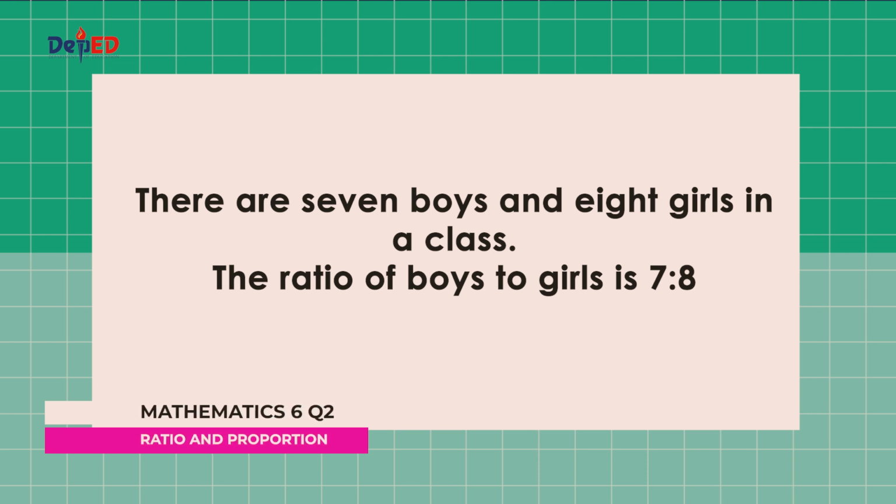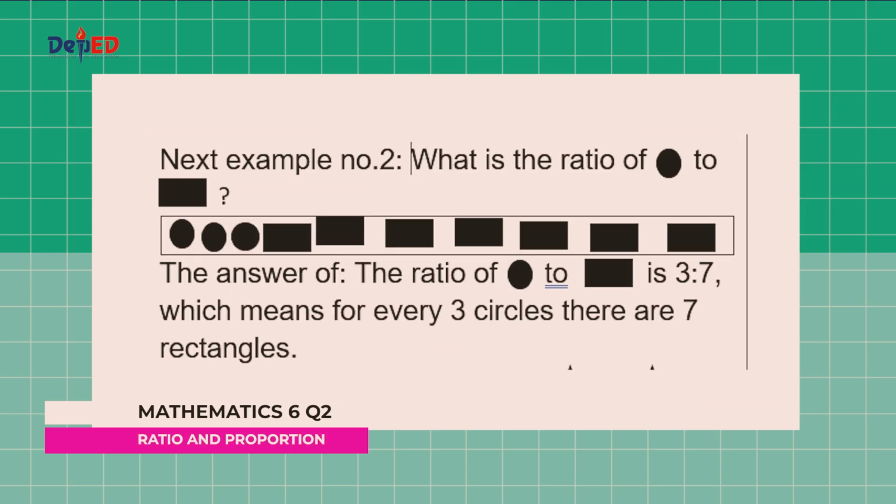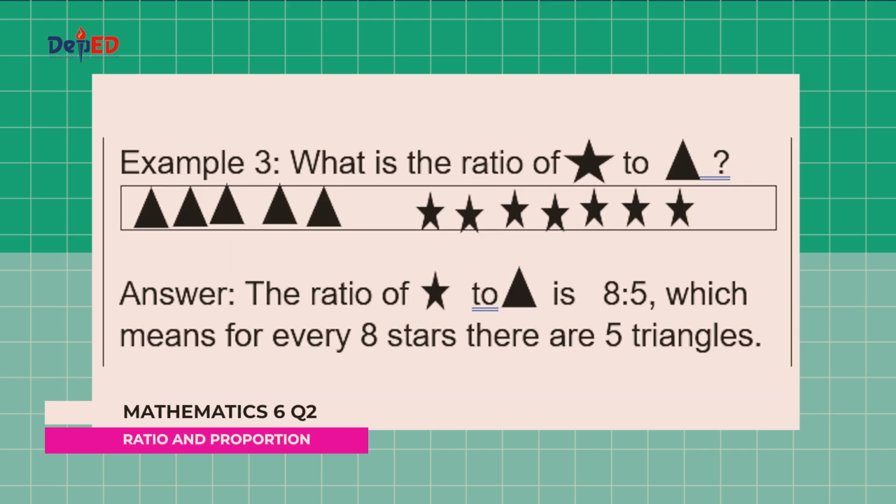Next example, number 2. What is the ratio of circles to rectangles? The answer of the ratio of circles to rectangles is 3:7, which means that for every 3 circles, there are 7 rectangles. Example number 3. What is the ratio of stars to triangles? The ratio of stars to triangles is 8:5, which means for every 8 stars, there are 5 triangles.